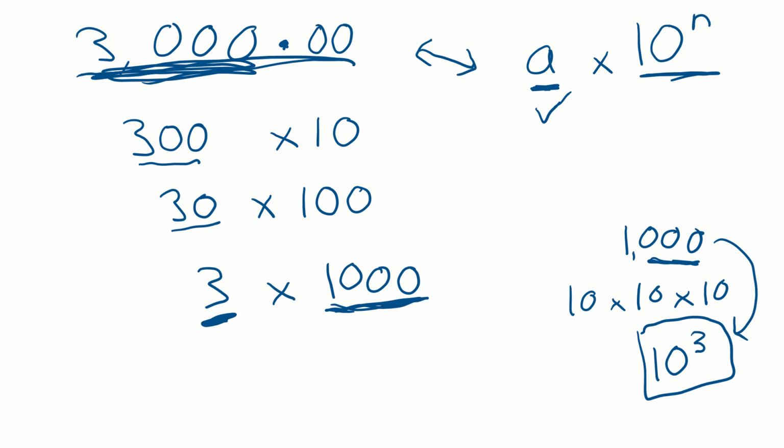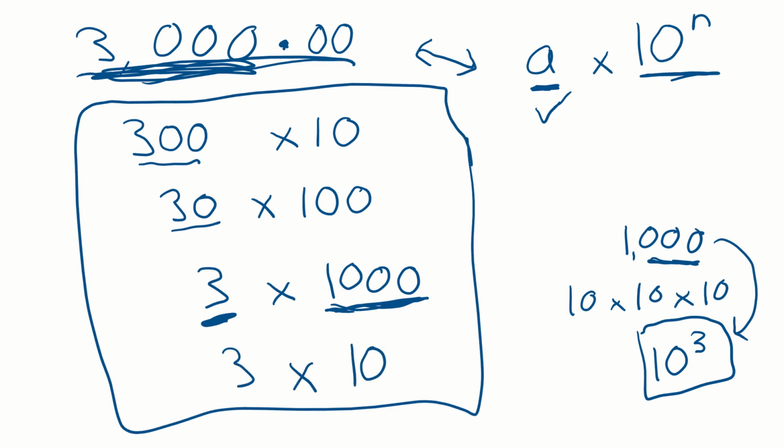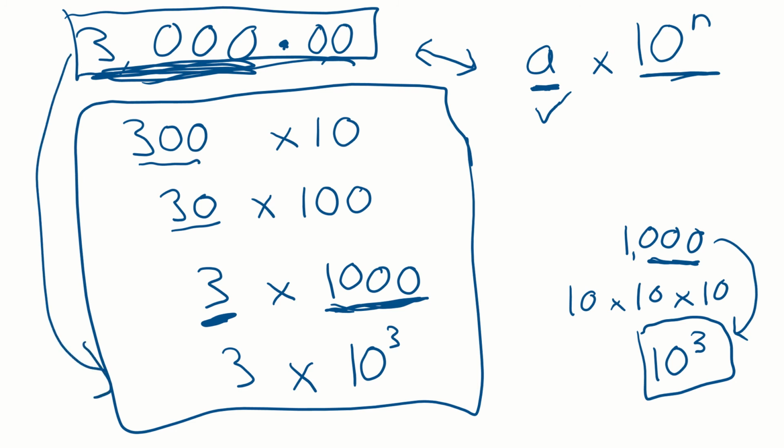So for our last step, we have our 3 and then multiplied by 10 to the power of 3. So if we were asked that in a question, write 3000 in scientific notation, we'd have to go through this process in order to write 3000 as 3 by 10 to the power of 3.